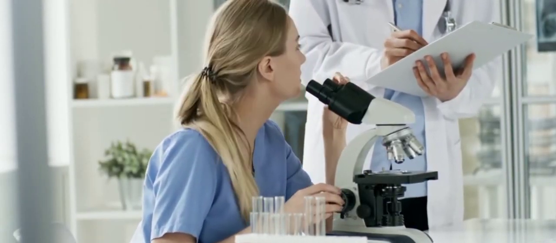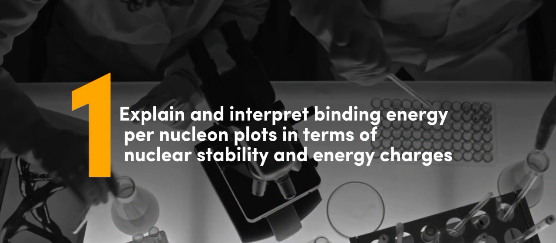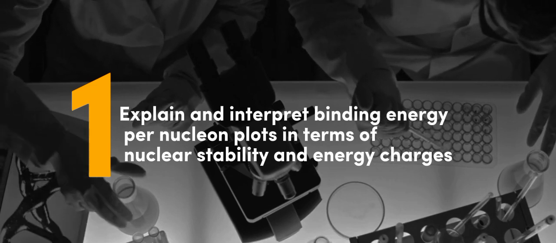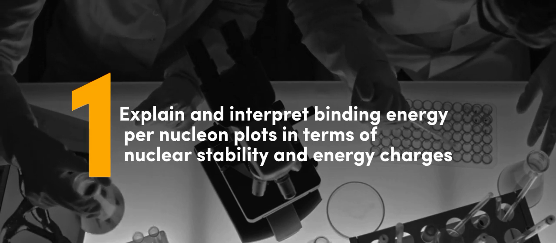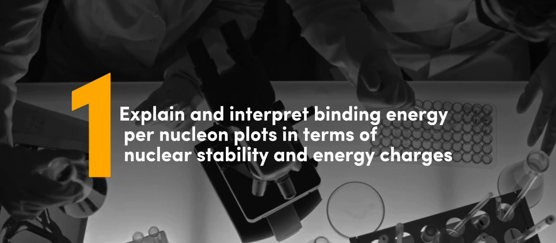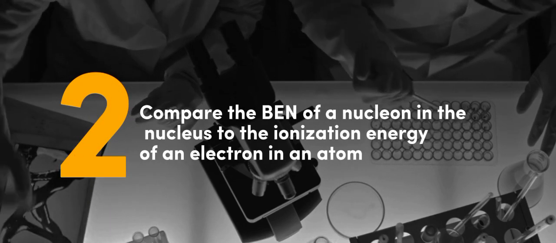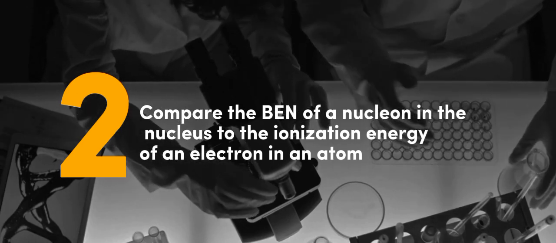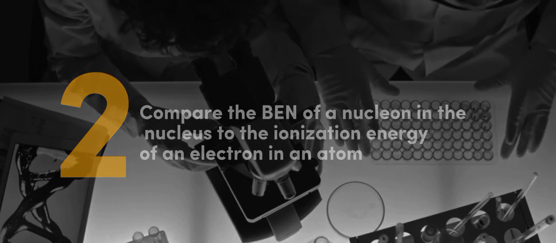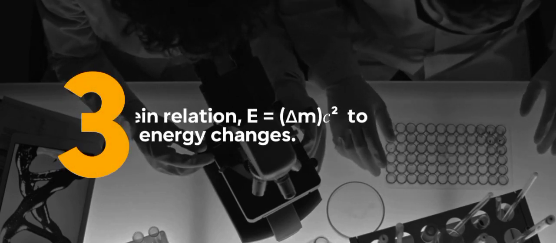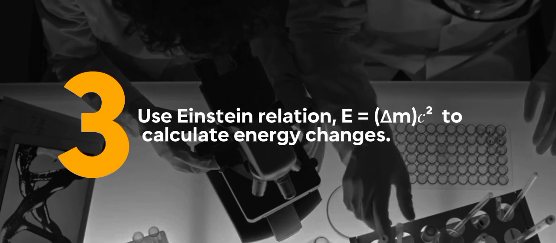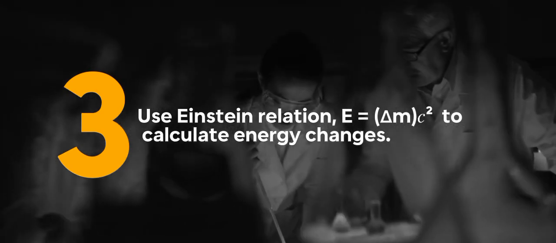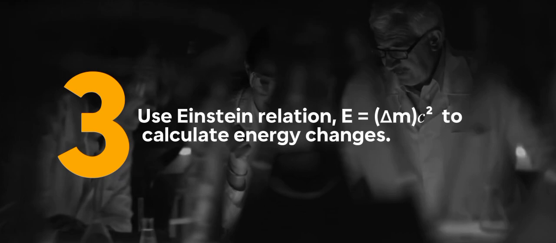Our objectives are to: 1. Explain and interpret binding energy per nucleon plots in terms of nuclear stability and energy changes. 2. Compare the BEN of a nucleon in the nucleus to the ionization energy of an electron in an atom. 3. Use Einstein relation E = mc² to calculate energy changes.